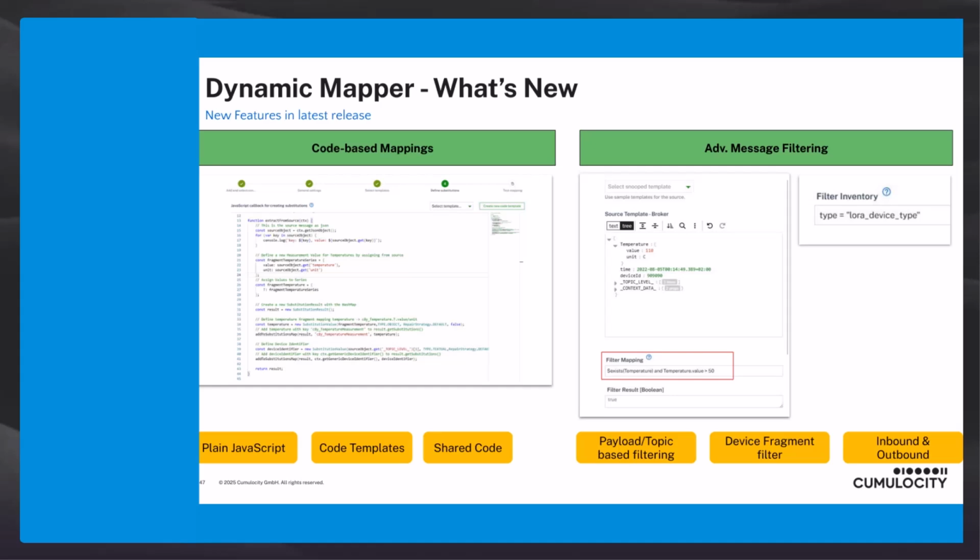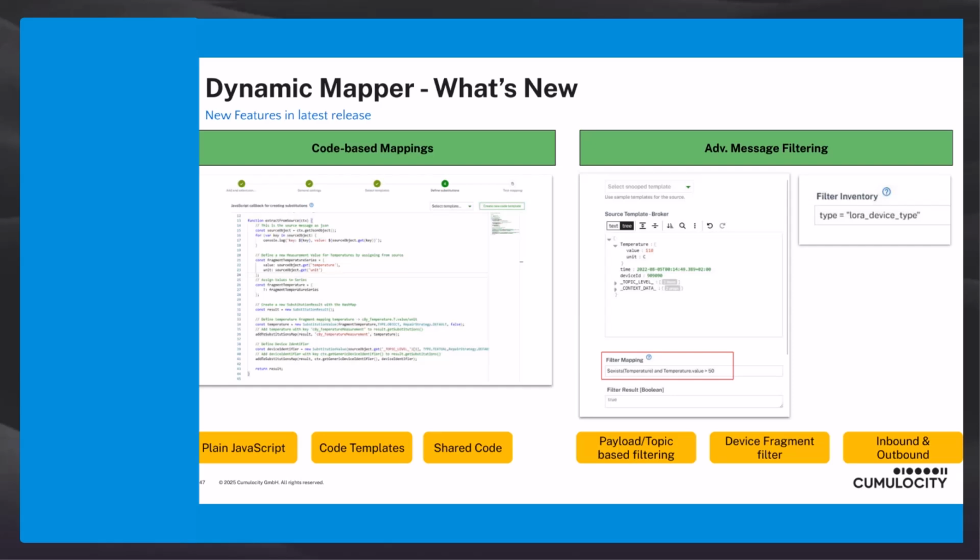In this example, you can say, okay, so for this mapping to be executed, a temperature fragment must exist, or a temperature object must exist in the payload, and the value of the temperature must be bigger than 50. So all messages where the temperature is below 50 will be dropped and will not be mapped, but all the messages for temperature values higher will be mapped.